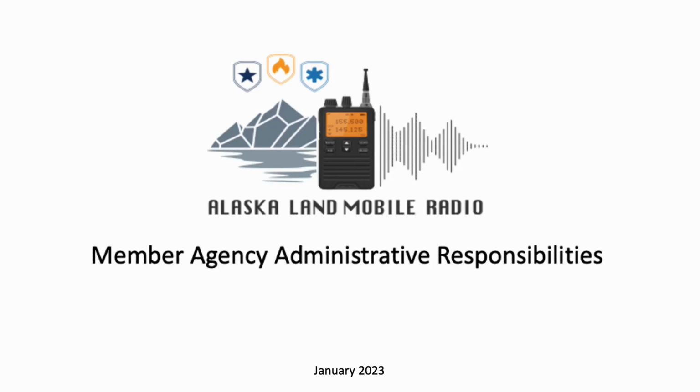As a member agency of ALMR, there are certain administrative tasks that are required to ensure the smooth operation of the system. The ALMR System Management Office is responsible for the overall operation, maintenance, and reliability of ALMR for all users. In this training, we want to review the major administrative responsibilities for member agencies.